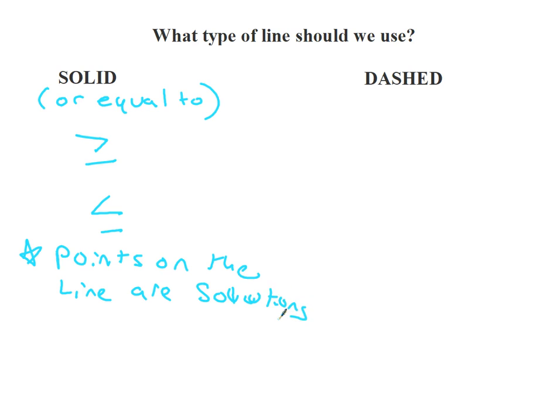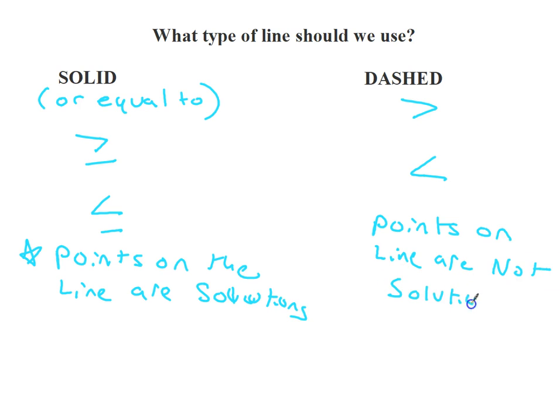Conversely, if we have just greater than and less than, we're going to use a dashed line. And points on the line are not solutions. Right? And one of the reasons that we like to graph inequalities is because there's so many possible options.